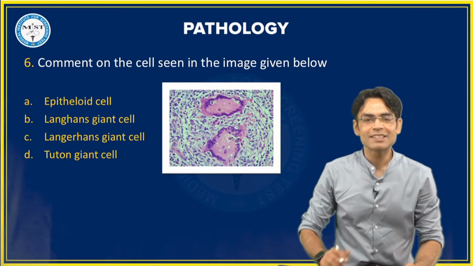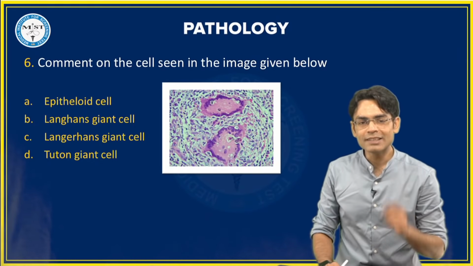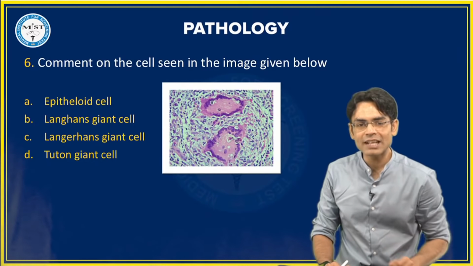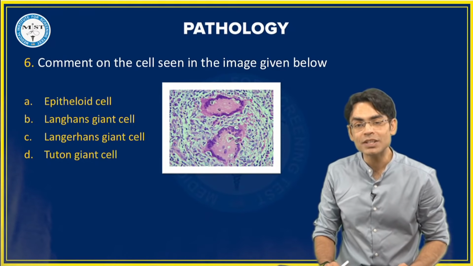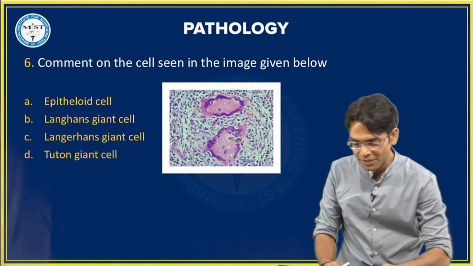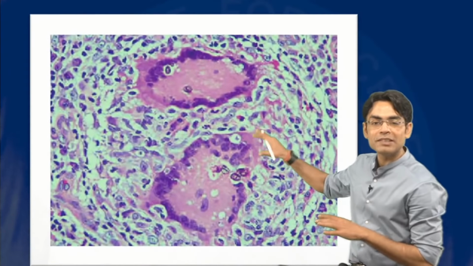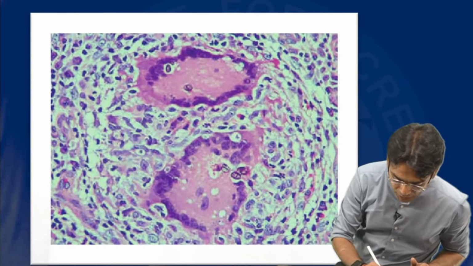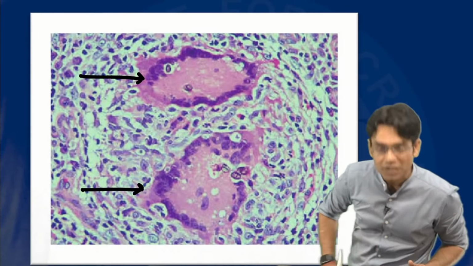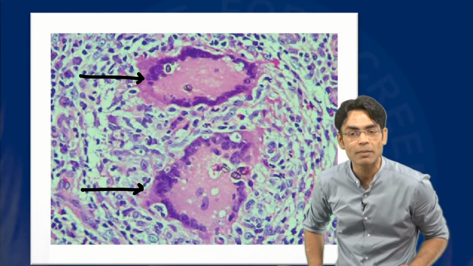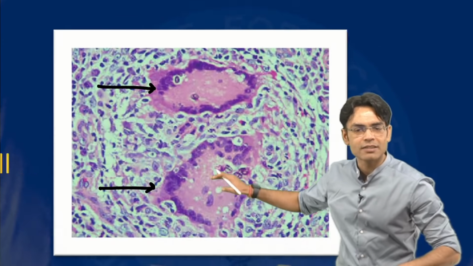Comment on the cells seen in the image given below. Is it an epithelioid cell, Langerhans giant cell, or Teuton giant cell? Okay, so I'll just zoom the image for you, and I am basically talking about this particular cell here, or you can take this particular cell. These cells I'm talking about. So what are these cells?